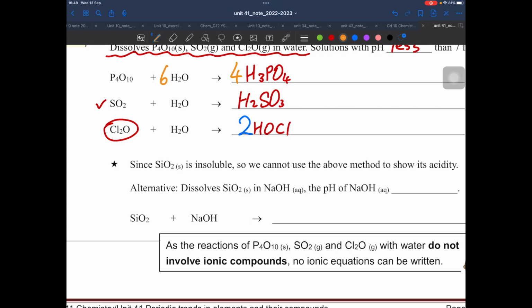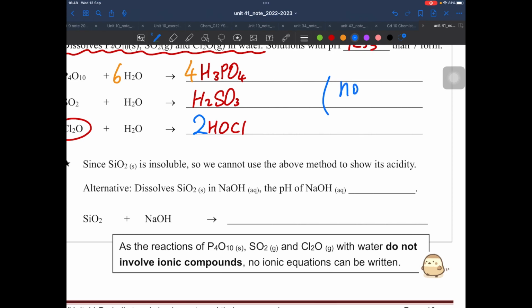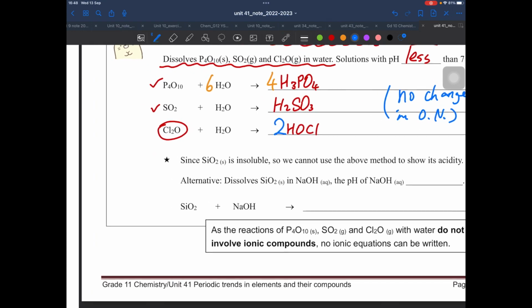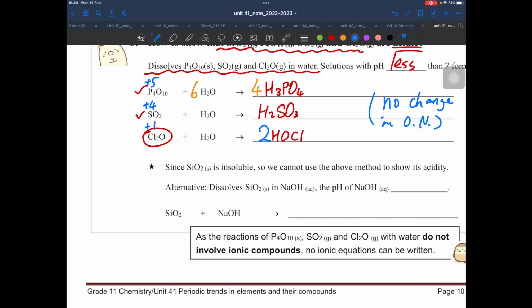Now, I know that some of you are not happy with that. How can I draw the conclusion? Here, I give you the hint. The hint is when you dissolve the non-metal oxide into water, the oxidation number of the non-metal remains unchanged. No change in oxidation number. And here shows. So always keep in mind this, okay?